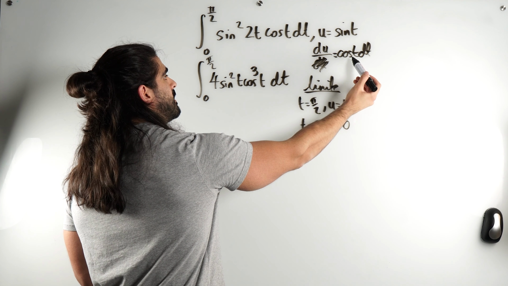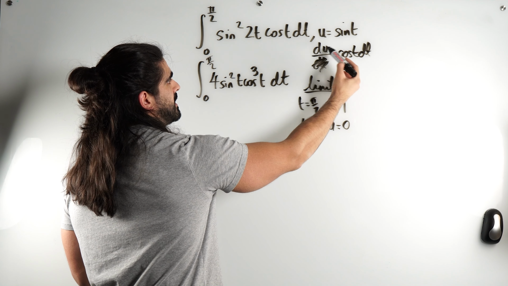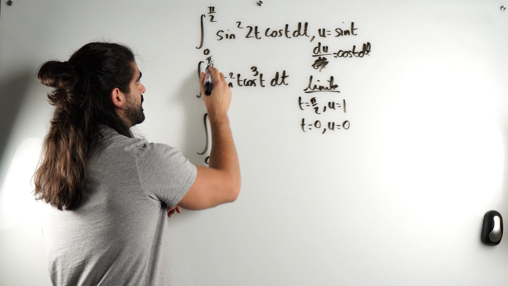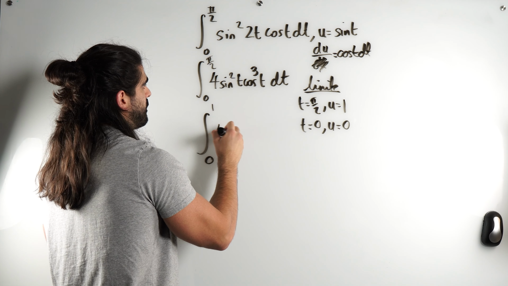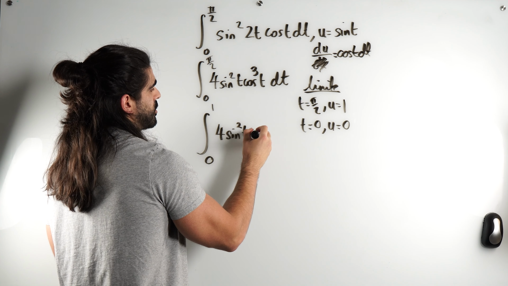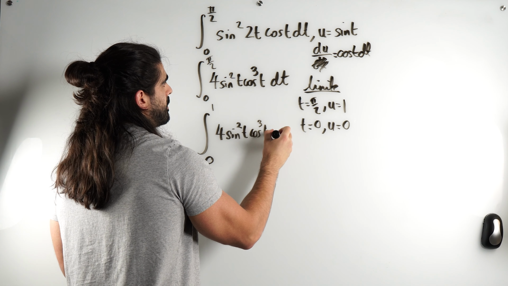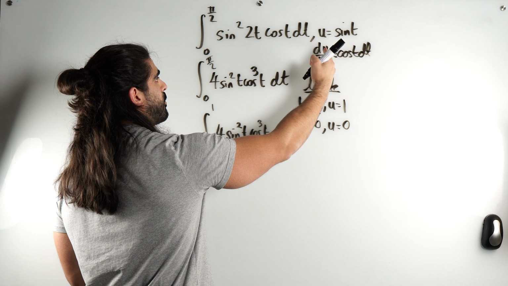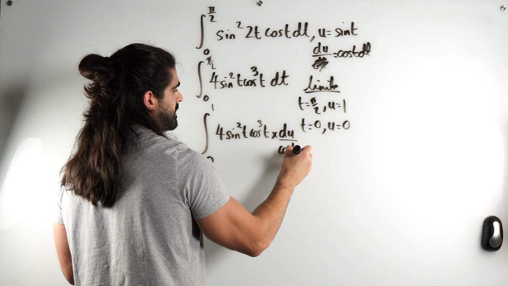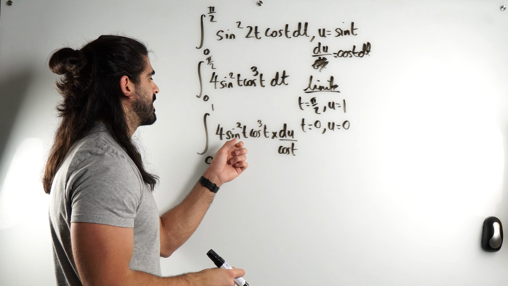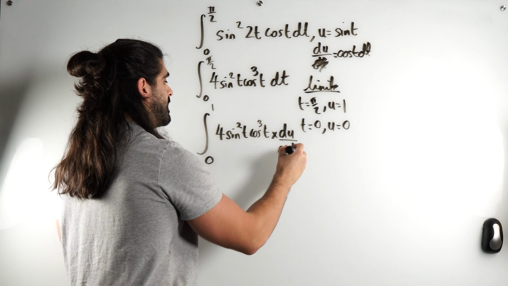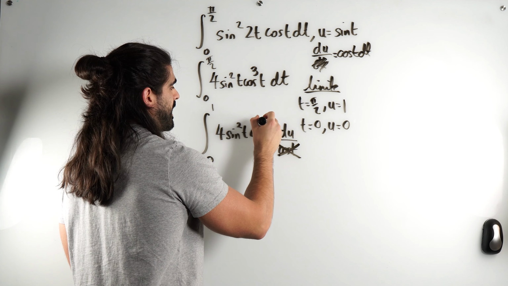So here, I'm actually rearranging for dt. It will be du over cos t. So we have 0, u is 0. Then pi over 2, we have 1. We have 4 sine squared t cos cubed t multiplied by, remember we're rearranging for dt, du over cos t. You might be asking, why didn't I change this into u? You could have done it now, you could do it later, it's up to you. I tend to do it all at the same time when it comes to trig.